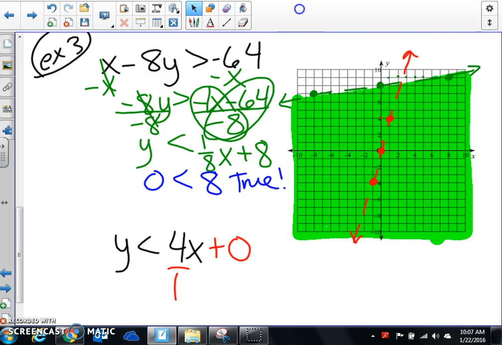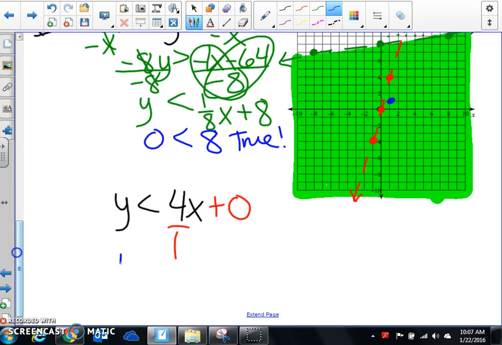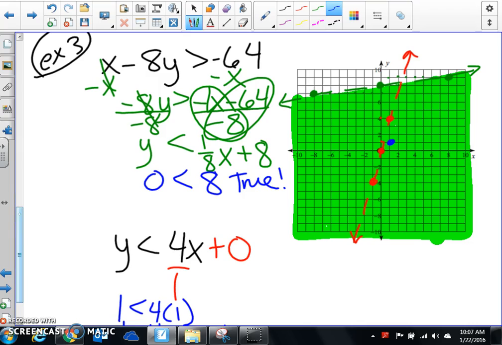This time, I cannot use the origin as a testing point because it's already on the line. So the easiest one to me is that 1, 1 right there. So I'm going to go ahead and plug it in. So 1 is less than 4 times 1. 1 is less than 4, and that's true. So since that's true, I need to highlight to the right because that's where that point is.